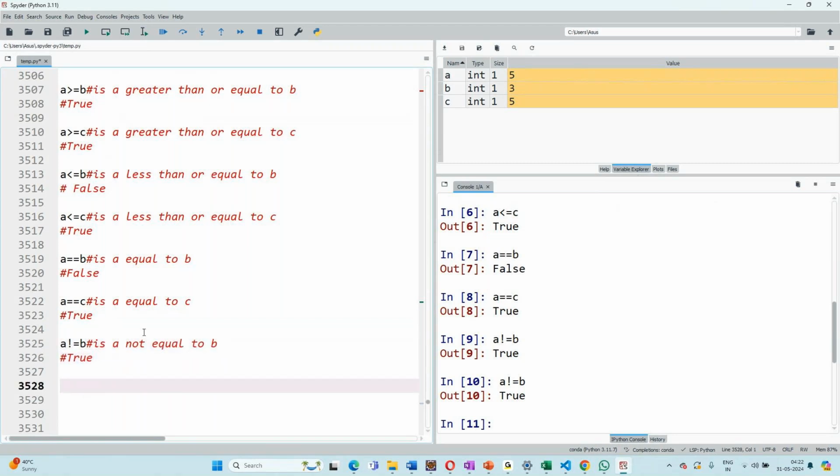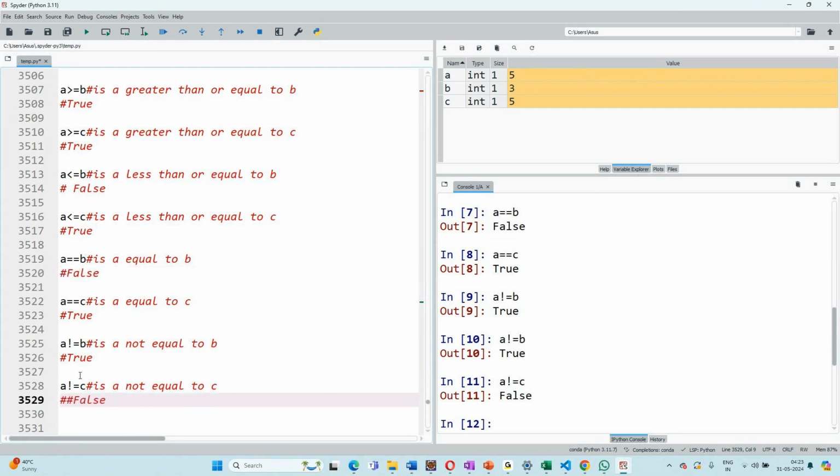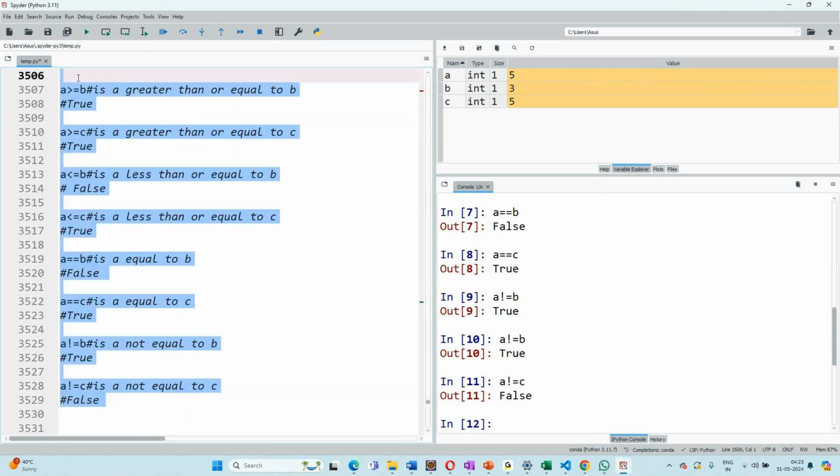And finally you'll ask, is A not equal to C? So the answer is going to be false, because A is equal to C. So in this way, you are going to deal with these operators.